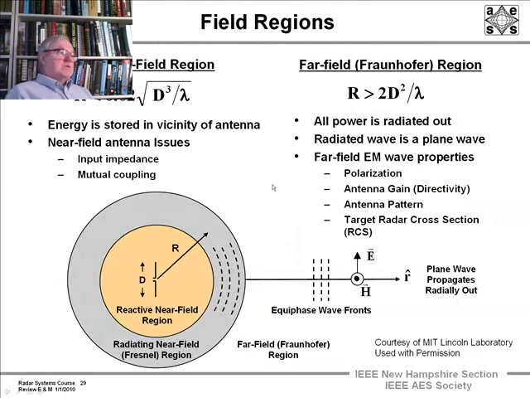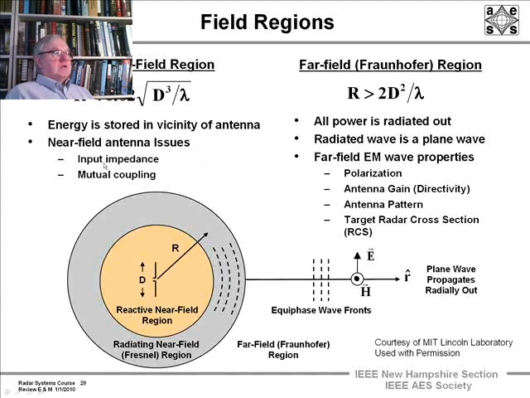Next I'd like to point out, when you're solving Maxwell's equations and you want to know what the electromagnetic field is, for distances that are significantly less than 0.62 times the square root of the cube of the size of the antenna over the wavelength, that would be the reactive near zone. It's relatively straightforward to calculate this. And it's the energy stored in the vicinity of the antenna.